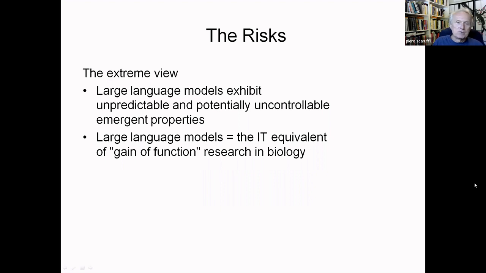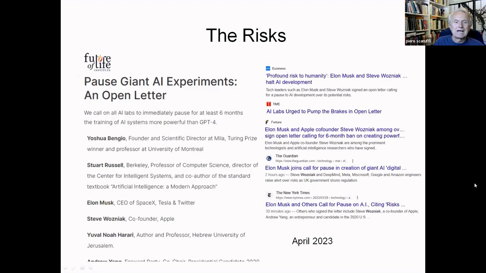Of course, a lot of people have the extreme view that language models will always be unpredictable and potentially uncontrollable, and God only knows what they will come up with. And so, in a sense, the real pessimists think of large language models as the information technology equivalent of gain of function. You know, gain of function is in biology, now it's become a scary thing. I don't think it's a scary thing, by the way.